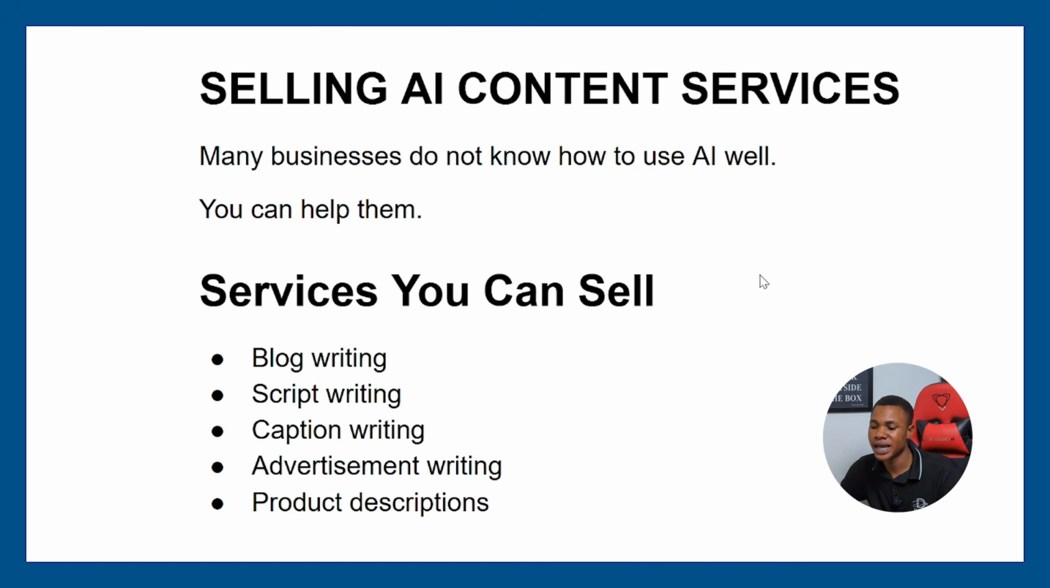Is that okay? Selling AI content services. Many businesses do not know how to use AI services, so you can actually sell AI services. So the first method of how to make money is you can sell AI content. Is that okay? Create AI content and sell it.